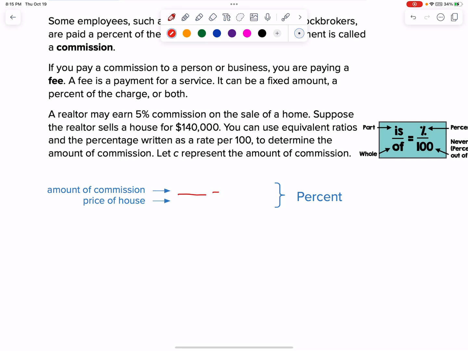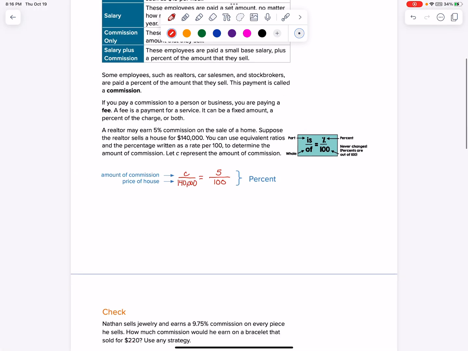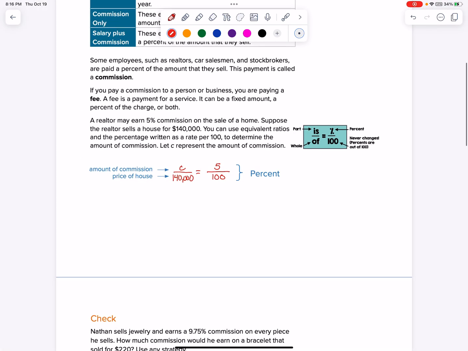Let's set up our proportion like we normally would. We know this side's always out of 100. The percent is 5%, and written like this as a percent, we can write it without swooping. The price of the house, that's our OG, is the 140,000. And then the amount of commission would be C. That's how we would set it up, and then you can do your normal solving of the proportion, and away you go.